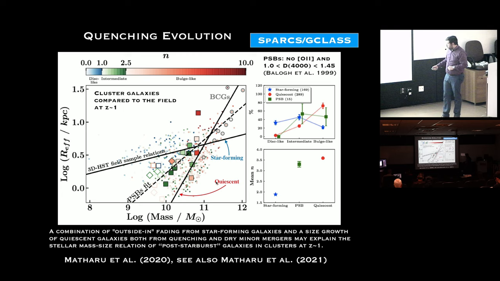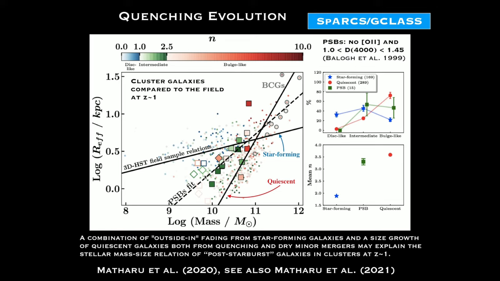And then you plot for field galaxies at redshift 1, but now quiescent galaxies in the field, you put them in this diagram, you get this other line. These post-starburst galaxies are kind of right in between. And this could be interpreted as a combination of outside-in fading from star-forming galaxies and a size growth of quiescent galaxies from quenching and mergers, dry mergers. So there is no star formation associated with those mergers.